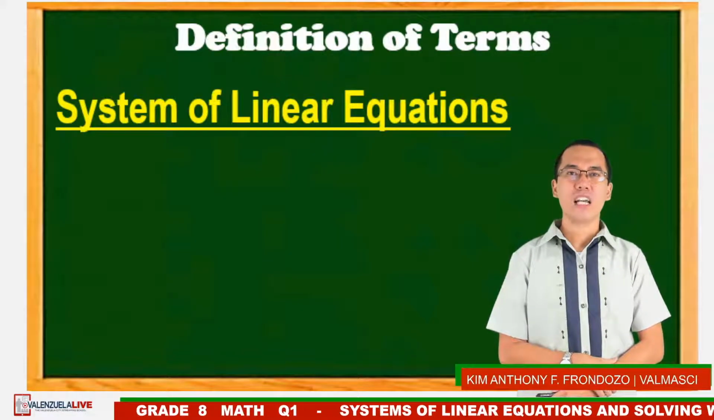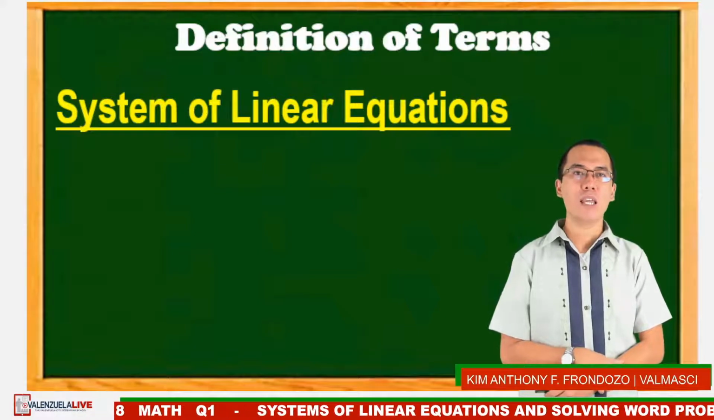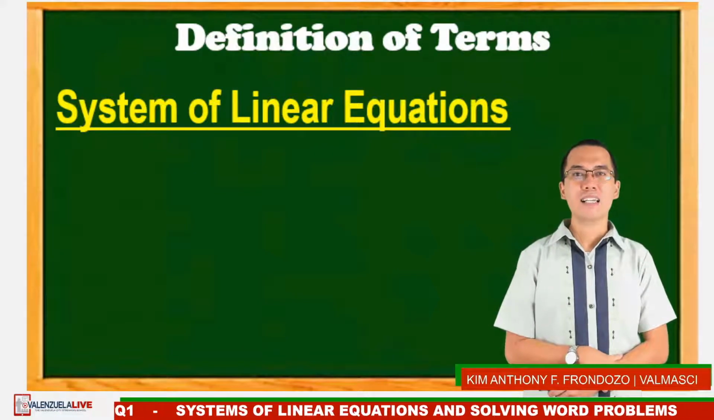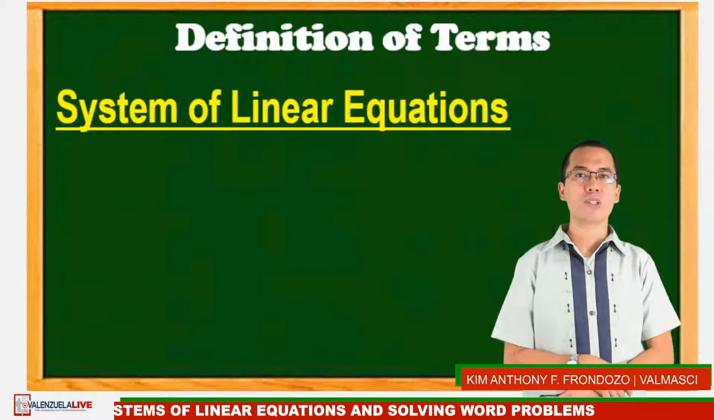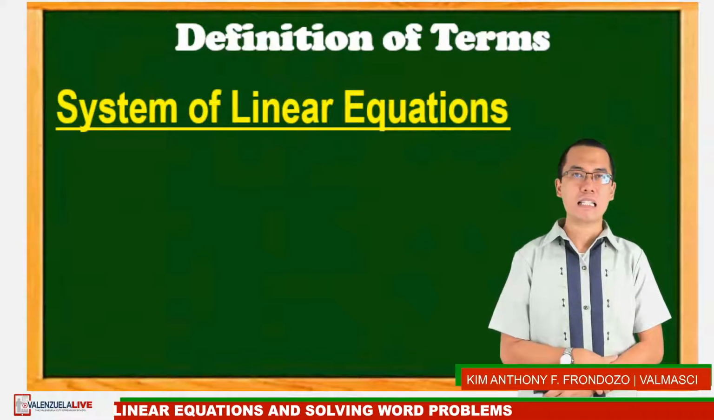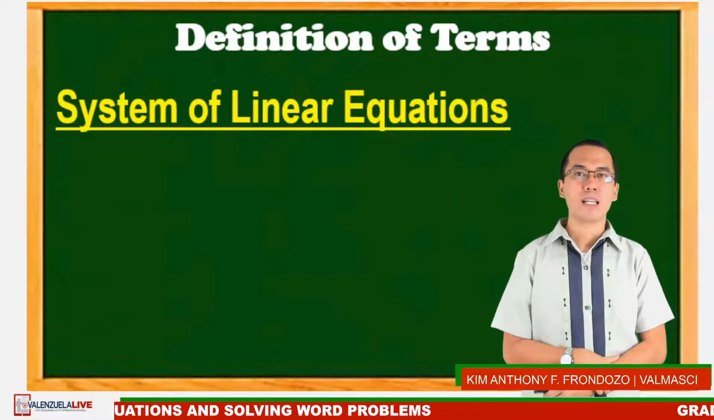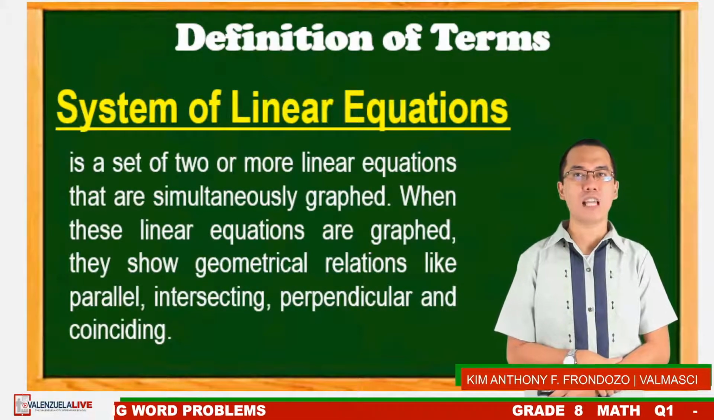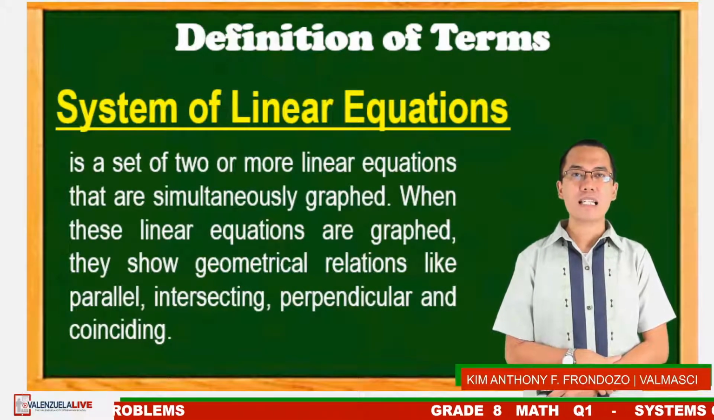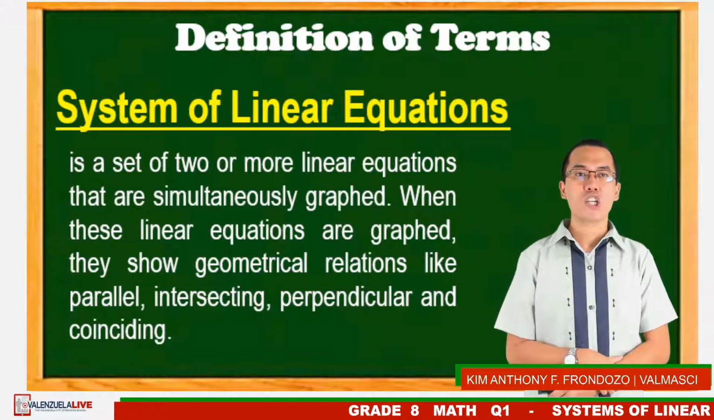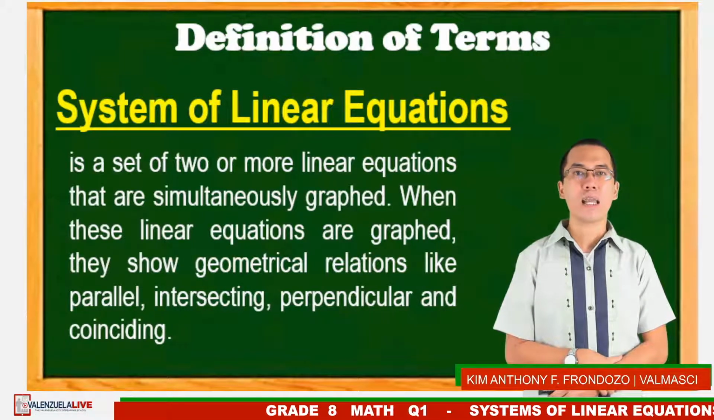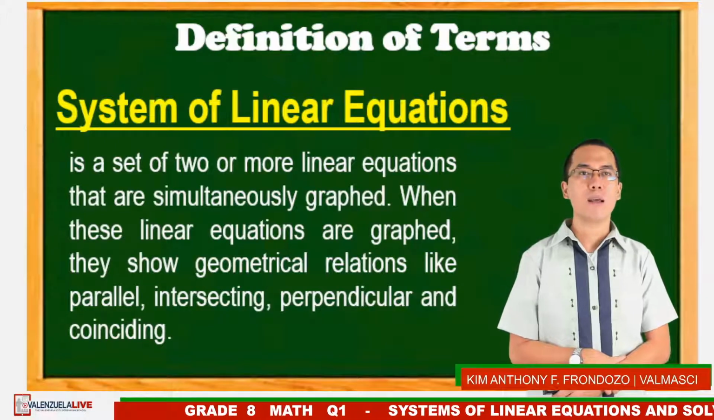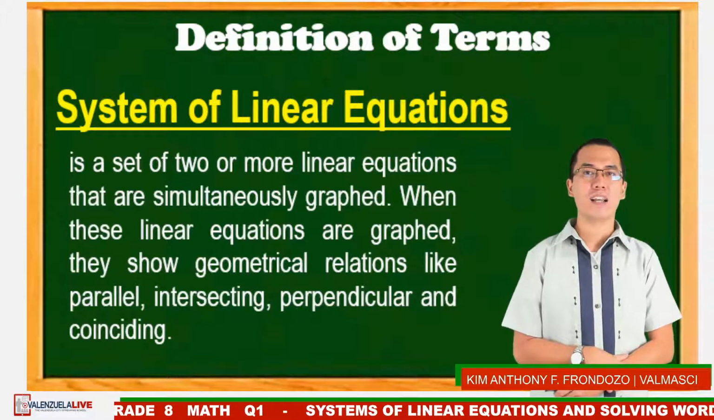Now, you are ready to move to our lessons for today. But before that, let us have some definition of terms. First is the system of linear equations. It is a set of 2 or more linear equations that are simultaneously graphed. When these linear equations are graphed, they show geometrical relations like parallel, intersecting, perpendicular, and coinciding.